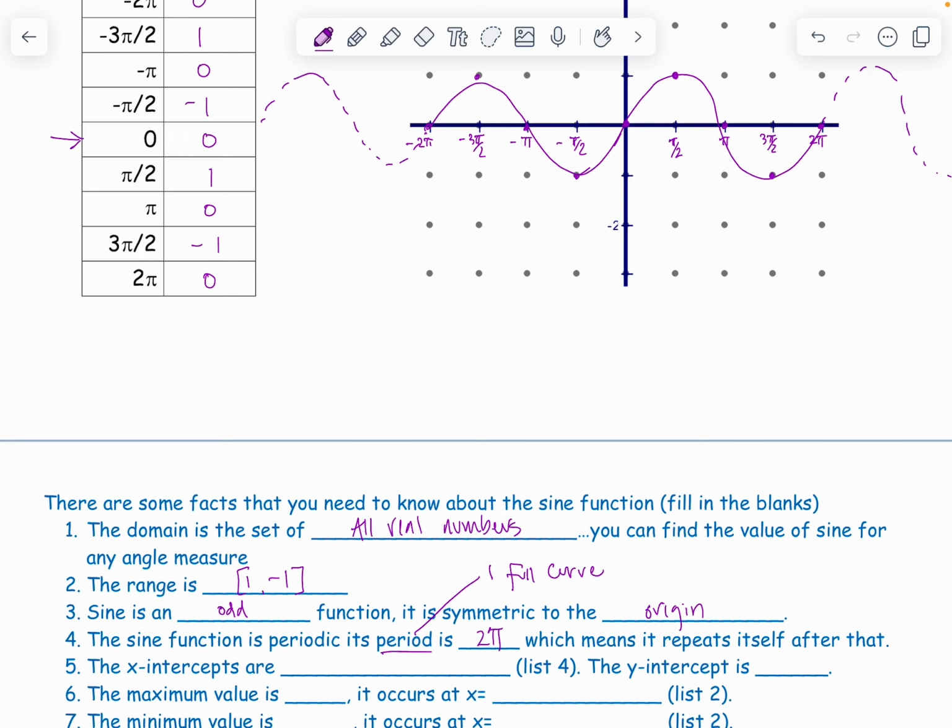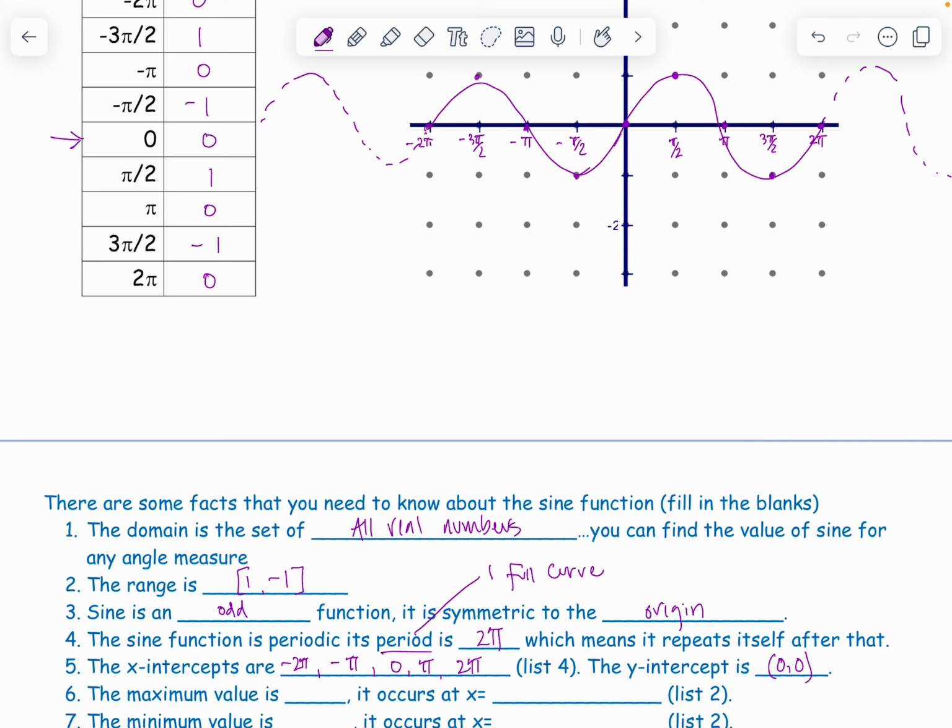The x-intercepts, well, there are 4 places. It says list 4. Let's start from the far left. The x-intercepts are at negative 2 pi, negative pi, 0, pi, 2 pi. It says list 4, but there are 5. And the y-intercept, I guess that would be the origin, right? 0, 0, both x and y-intercept.